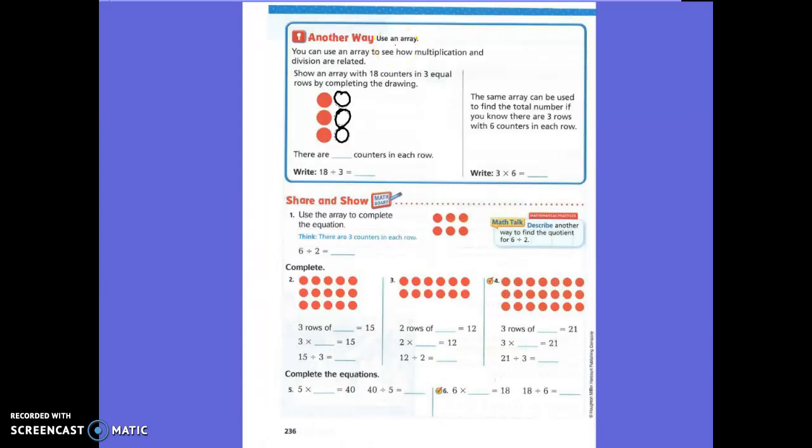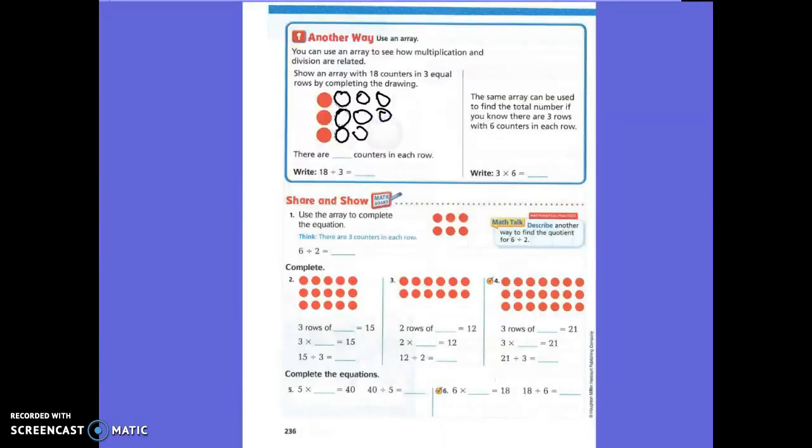Okay, how many counters did you have in each row? Boys and girls? 6. You had 6 in each row? Yeah. Okay, 6 counters in each row. So 18 divided by 3 equals 6.